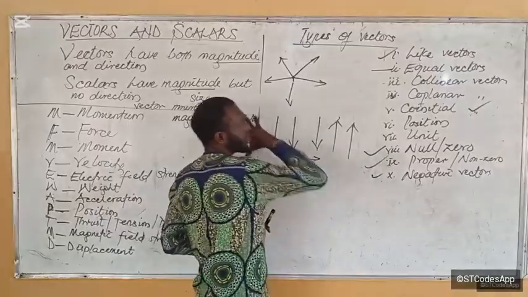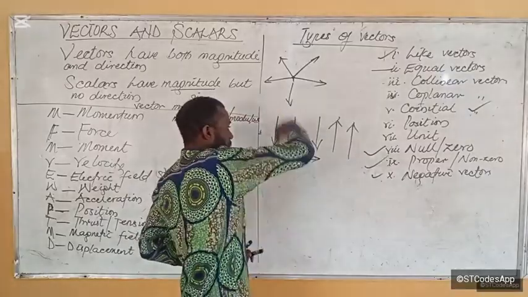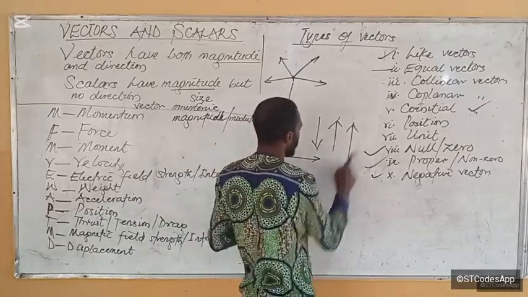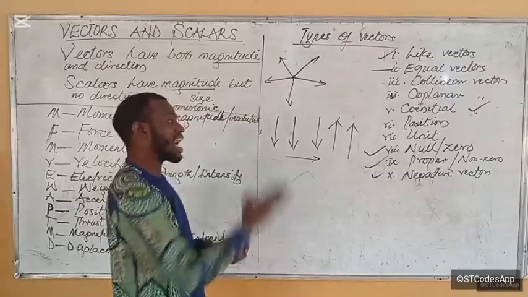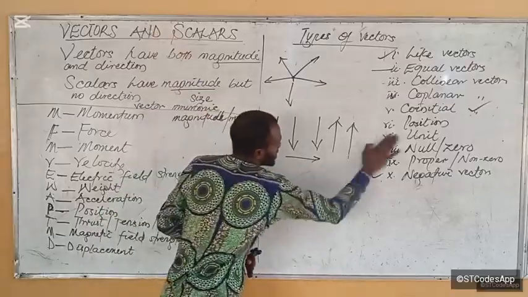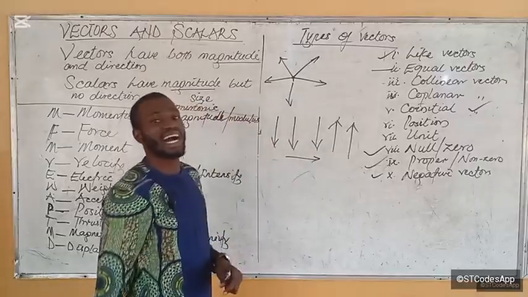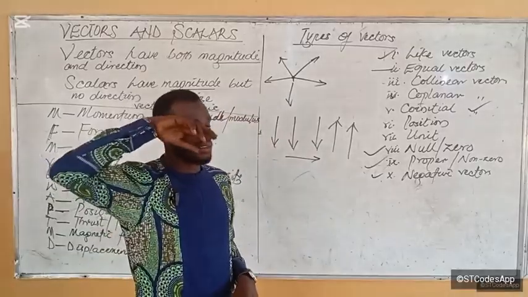Now this is a typical example of coplanar vectors. Look at it. Some are acting downward, some are acting upward, some are acting in this direction, others may be acting in this direction. But inasmuch as they are acting on the same plane, they are coplanar vectors.